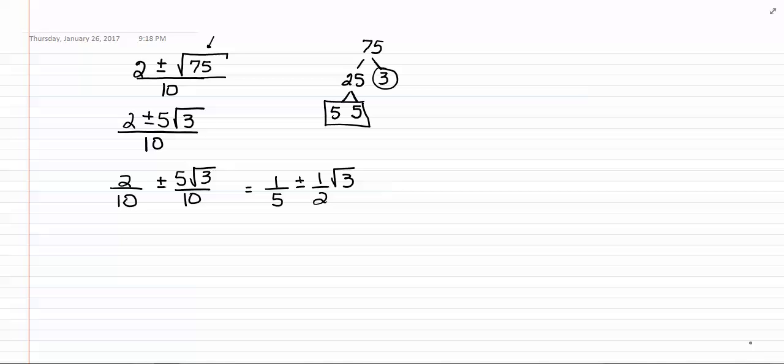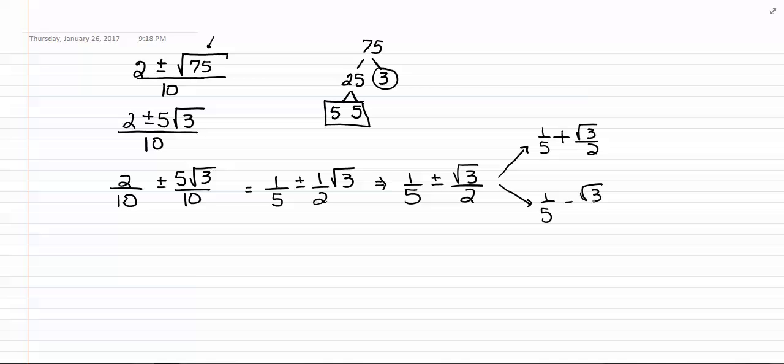Now, you can write this a couple of different ways. You could also write this as 1/5 plus or minus 1 radical 3 over 2, which is just radical 3 over 2. Or you could split this up into 2 answers: not 1/5 and radical 3 over 2, but rather 1/5 plus the radical 3 over 2, or 1/5 minus the radical 3 over 2. And then that would be as far as you can go with that.